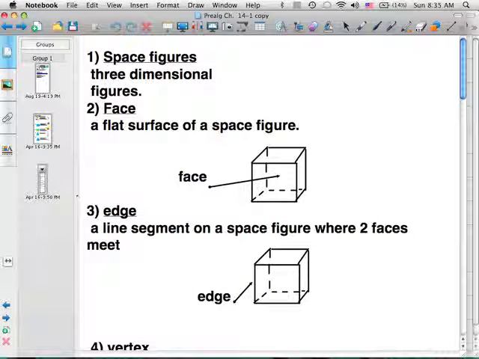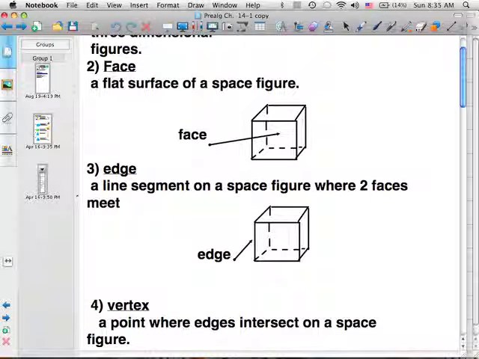In a three-dimensional figure, the face is the flat surface of a space figure. So this is a face. There are actually 6 faces on this shape. An edge is a line segment on a space figure where the 2 faces meet. So this front face and this side face meet here, and this is an edge.